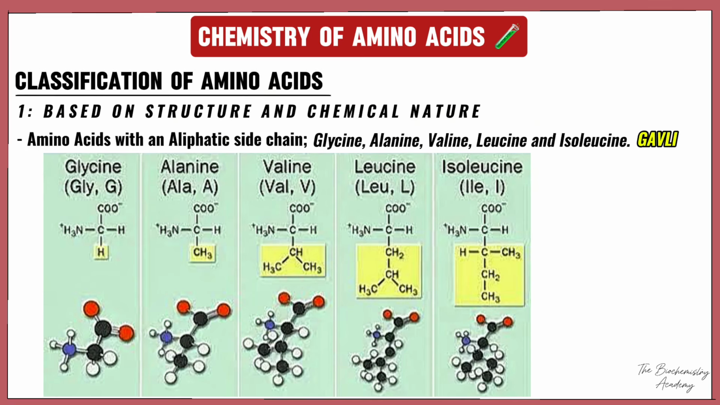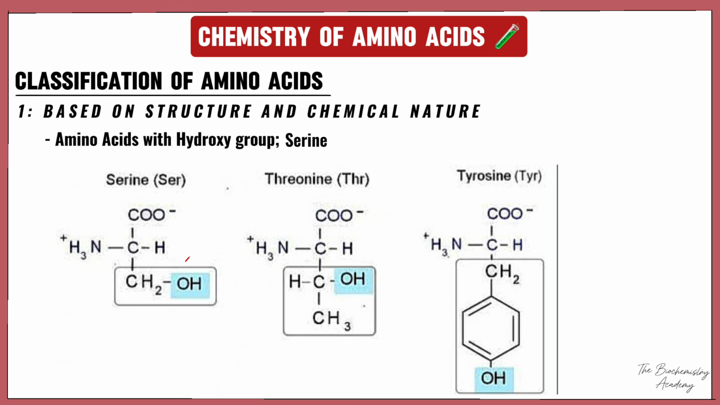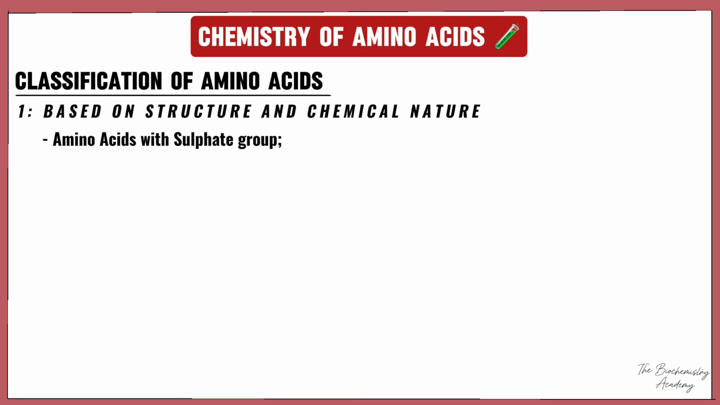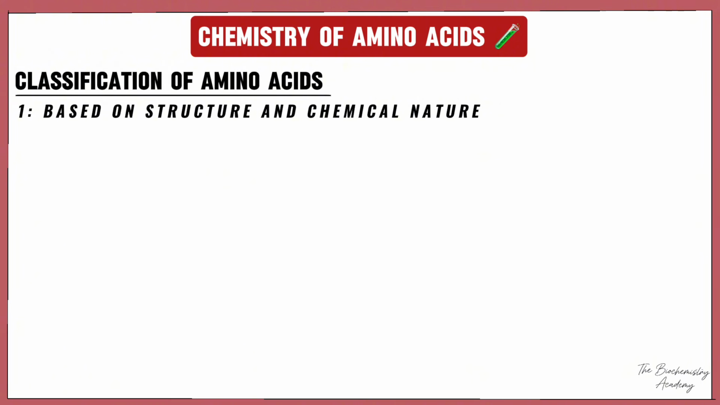Then let's move to the second classification, amino acids with a hydroxy group. An example of such an amino acid is serine. In the structure of serine, a hydroxy group is attached. Other examples are threonine and tyrosine. In the third classification, which is amino acids with a sulfur group attached to them, an example includes cysteine, having a sulfhydryl group. Another example is methionine.